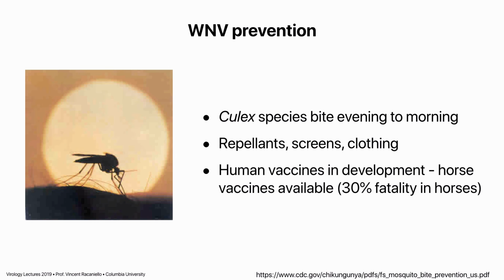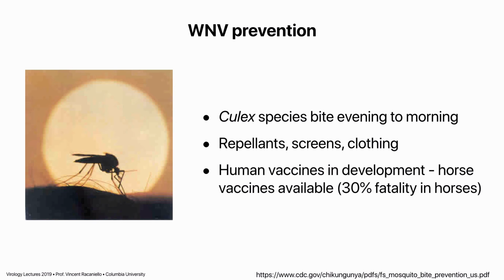So the main transmitters of West Nile in the US are the culicine mosquitoes, the Culex species, and these bite from evening to morning. So some mosquitoes are out during the day. Those are problematic because that's typically when you like to be outside, but this is a night biter. So if you want to go sit on your porch at night, you should take precautions.